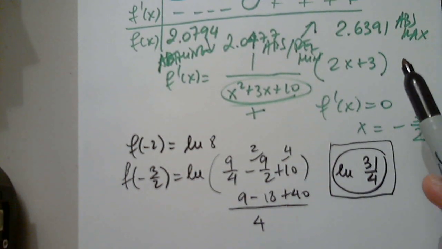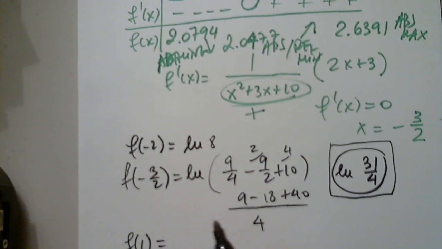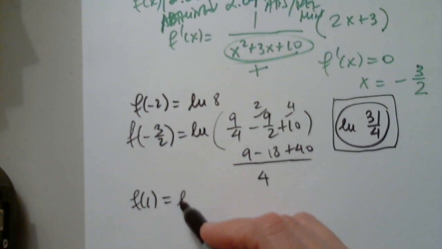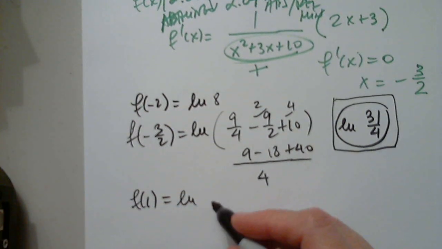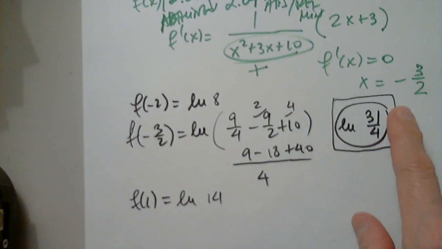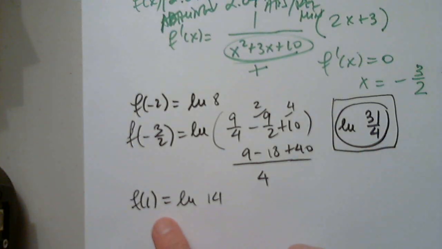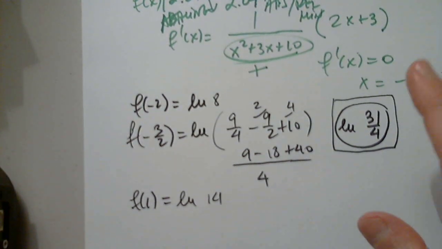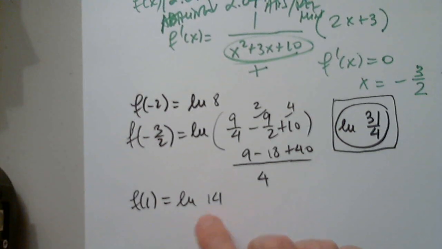And for the absolute max, f of 1 will be natural log of 1 plus 3 plus 10, 14. So please enter natural log of 31/4 for the absolute minimum, natural log parentheses 31/4. And for absolute maximum, please enter natural log 14. It doesn't want decimal points. If it doesn't say any approximations, you have to enter it as the exact.